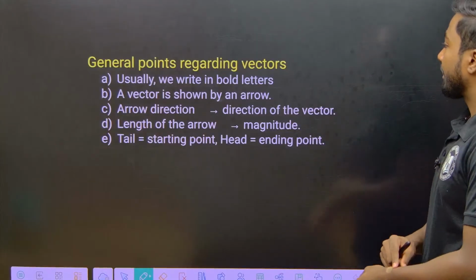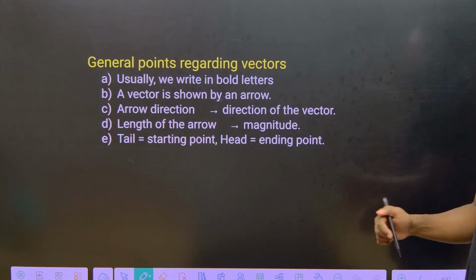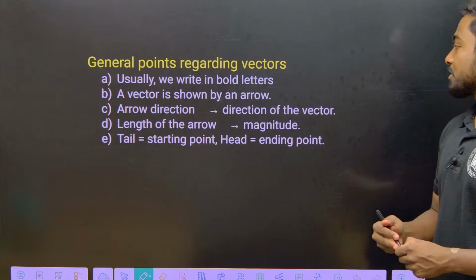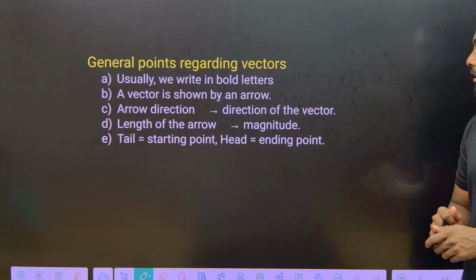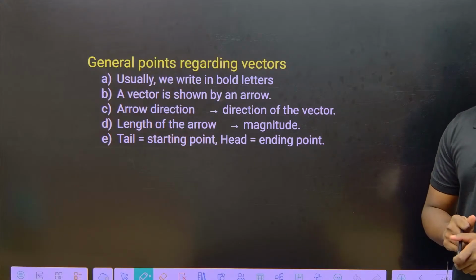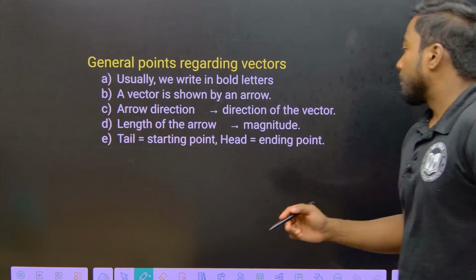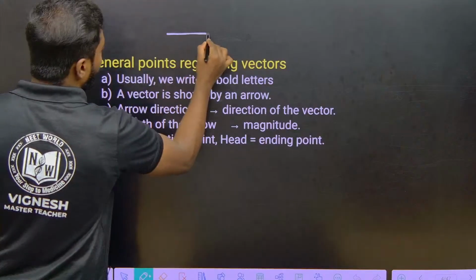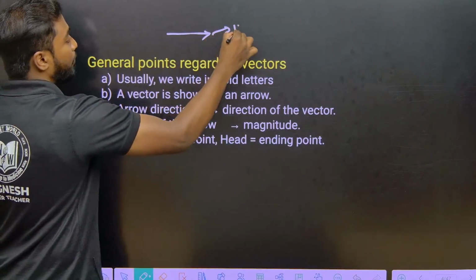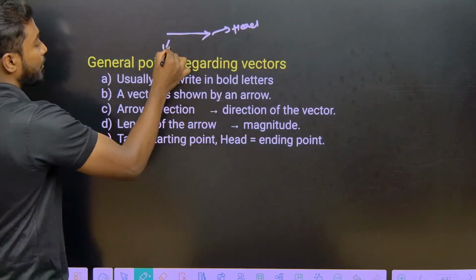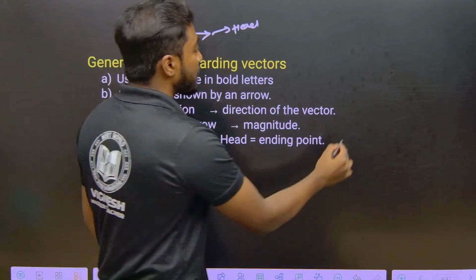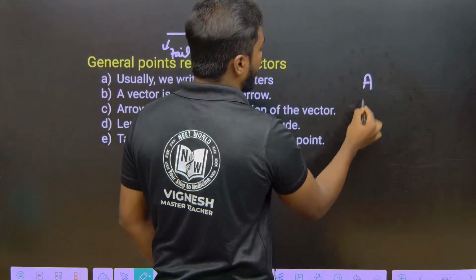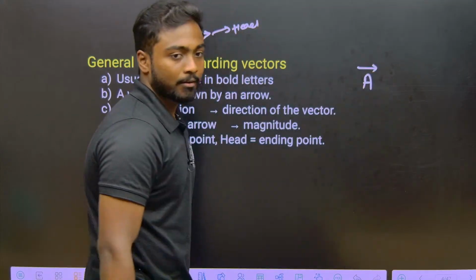So general points regarding vectors: usually we write them in bold letters, and a vector is shown by an arrow. The arrow direction gives the direction of the vector, and the length of the arrow is the magnitude. This is the arrow, so this is my head point and this is my tail point. This is about the vector. Usually I will denote it like this, capital A, with the direction.